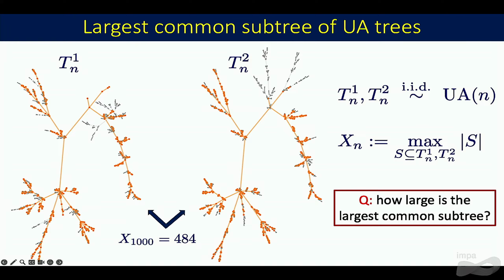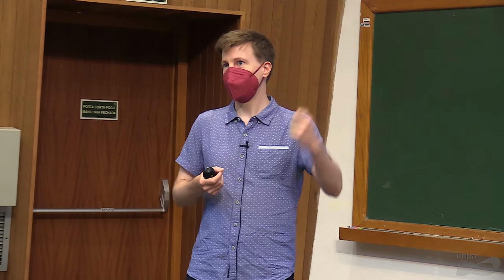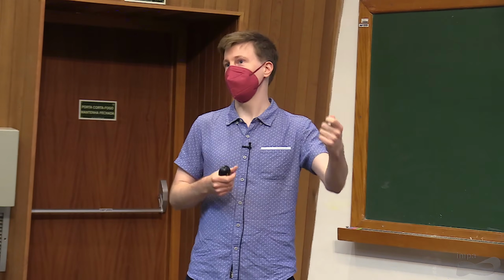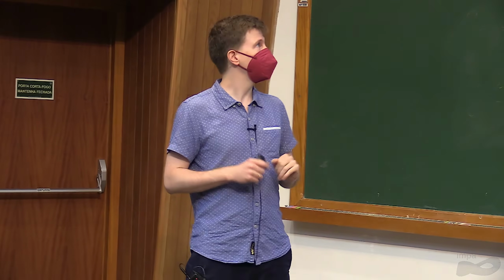So these are unrooted, unlabeled. So when you run uniform attachment, there's a natural root, the first vertex, and there are some natural labels, right? A vertex is labeled by the time when it was born. But here we're going to forget the root and forget the node label. So these are just unlabeled trees, and we're just interested in the largest common subtree of these unlabeled trees. So yeah, that's a very important point. Any other questions?